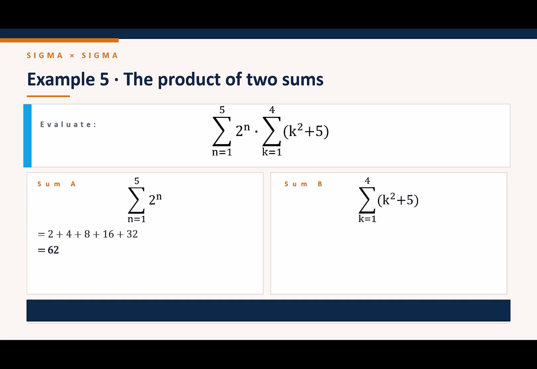Our second sum is the sum of k equals 1 to 4 of k squared plus 5, which gives us 1 squared plus 5, 2 squared plus 5, 3 squared plus 5, 4 squared plus 5, for a total of 50. Once we have the two sums, we multiply 62 and 50 together to get our final answer of 3100.